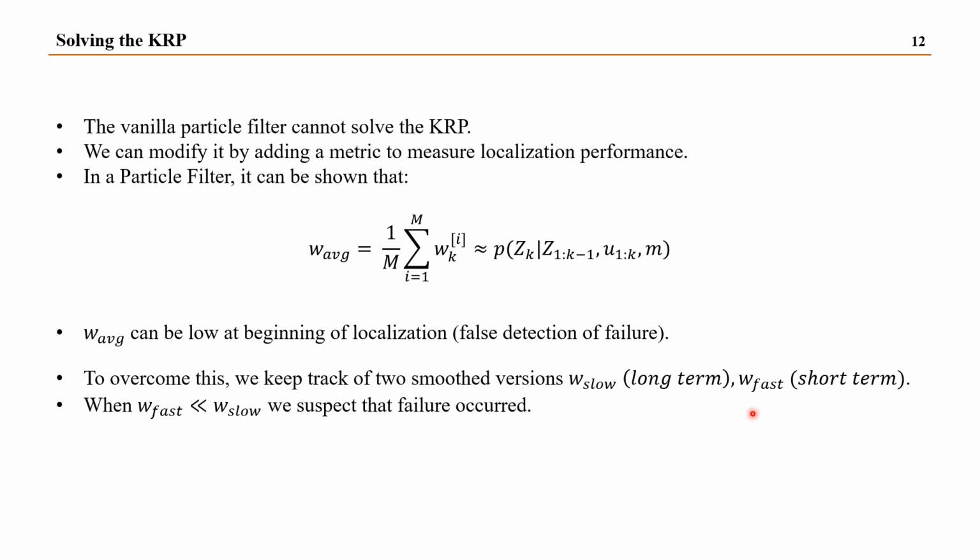Now, if we have omega fast that is way smaller than omega slow, this means that we can see that the instantaneous measurement likelihood is quite low compared to what we have been seeing for the last few iterations on a long-term basis. This would mean that we suspect that failure occurred. So this is actually quite a simple idea because we are comparing the instantaneous metric of performance to the long-term metric of performance. This would allow us to overcome the problem of false detections of failure at the beginning of the localization.